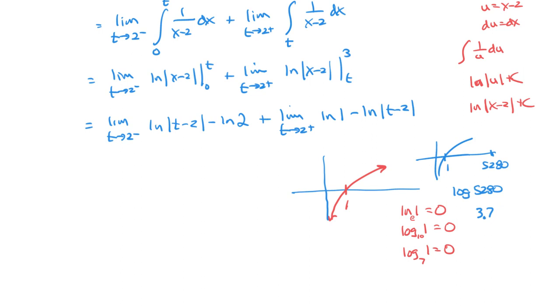But anyway, here we go. So the logarithm does this, right? We've got the natural log of |t minus 2|, and t is approaching 2 from the left, right? That means it is getting close to 2 but less than 2: 1.9, 1.99, 1.999, right? Because it's approaching 2 from the left.